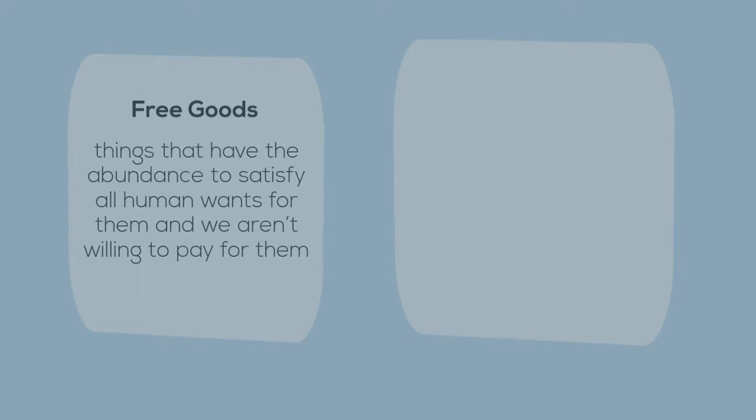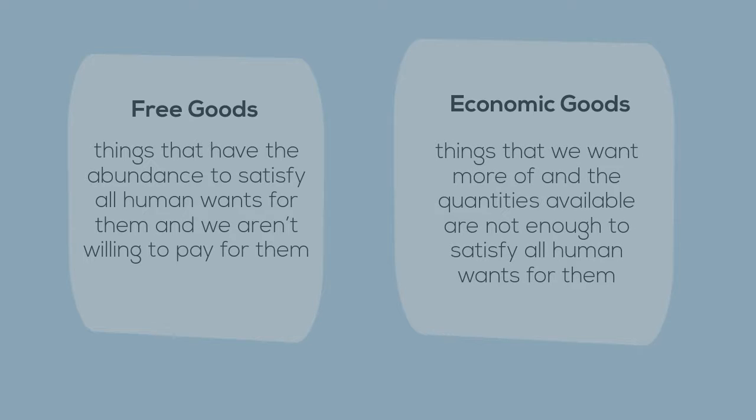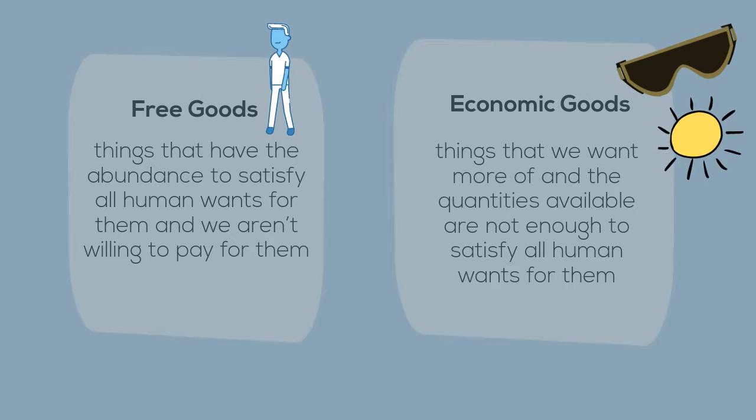Free goods are the things that have the abundance to satisfy all human wants for them, and we aren't willing to pay for them. And economic goods are the things that we want more of, and the quantities available are not enough to satisfy all human wants for them. Remember the air for you now and the air for you when scuba diving in the Bahamas?